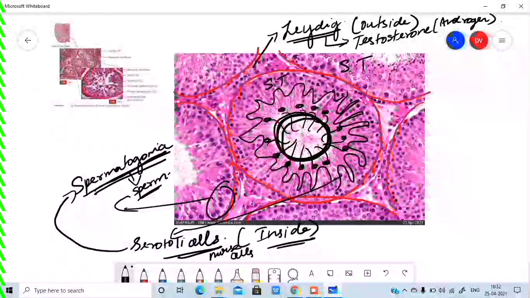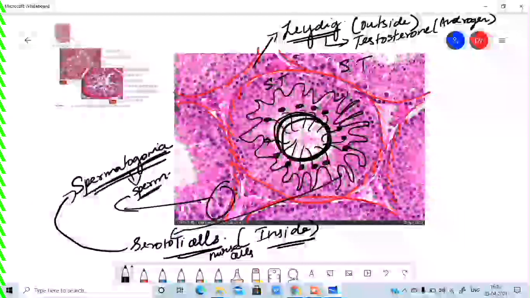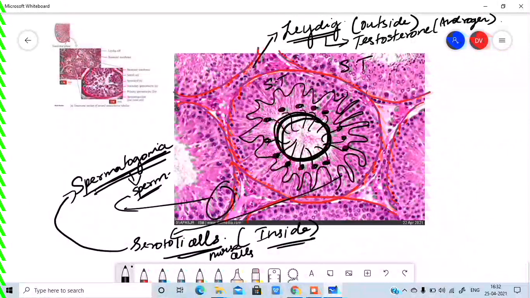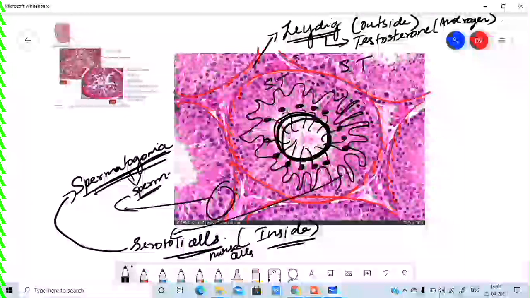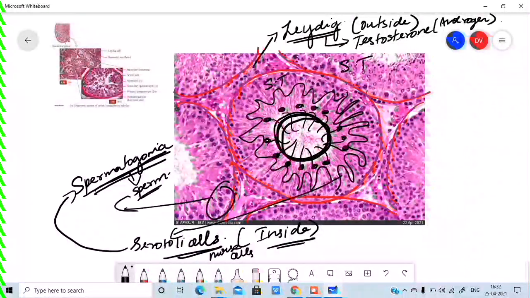Alright, then they will leave the seminiferous tubule, and where will they go? They will go to the rete testis, vas efferentia. They will be stored in the epididymis, and through the vas deferens they reach the ejaculatory duct. So this you have to know. Very, very important thing.